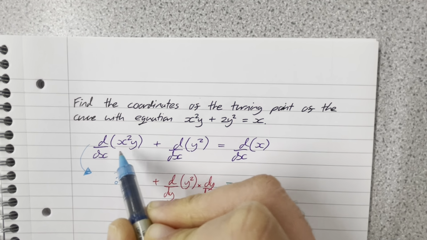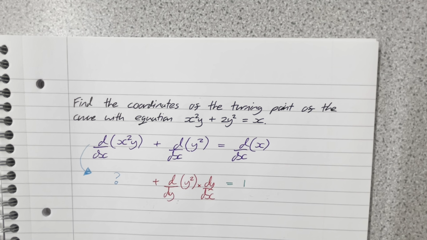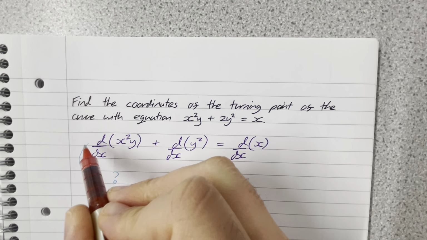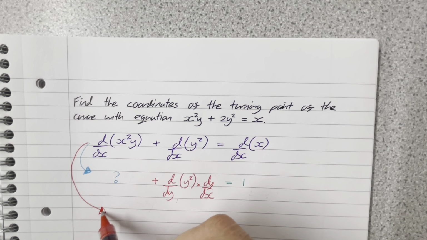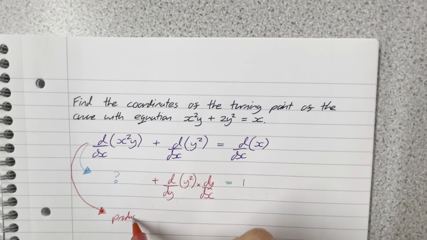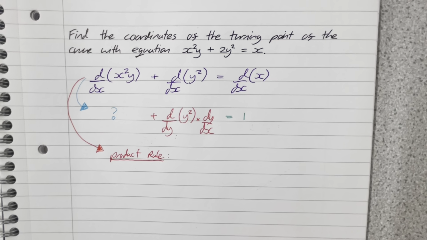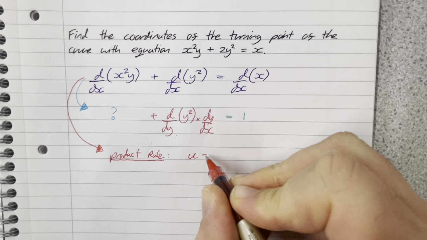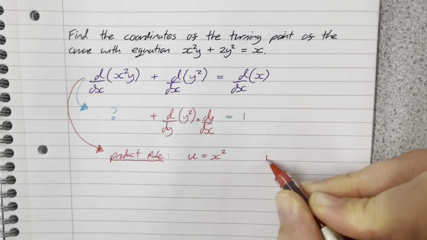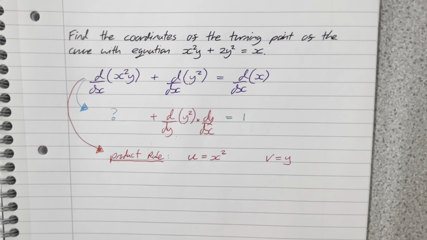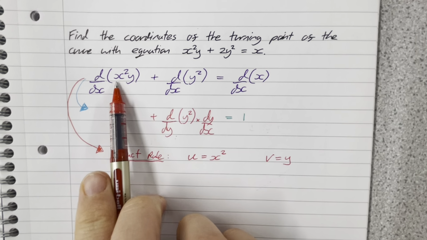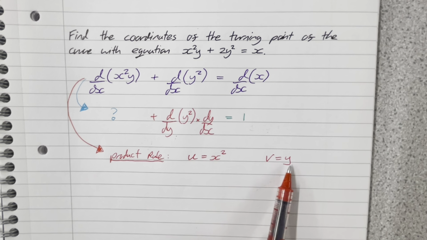We have x squared times y. Well, x squared times y is a product. So let's bring it down here and let's apply the product rule. So we can see the product rule may play a part in some of these questions. So let's say u equals x squared and v equals y. Okay, so we can see that what we're trying to differentiate is the product of u and v, x squared times y.